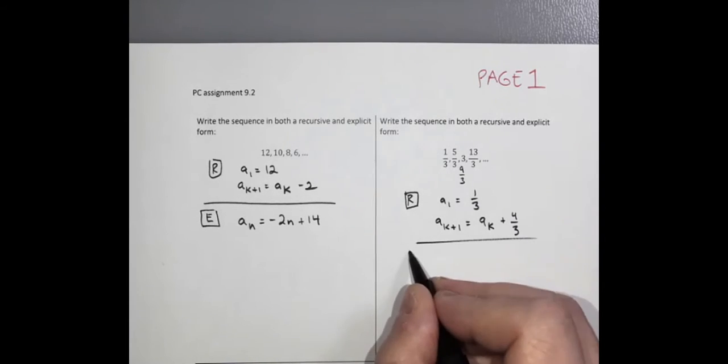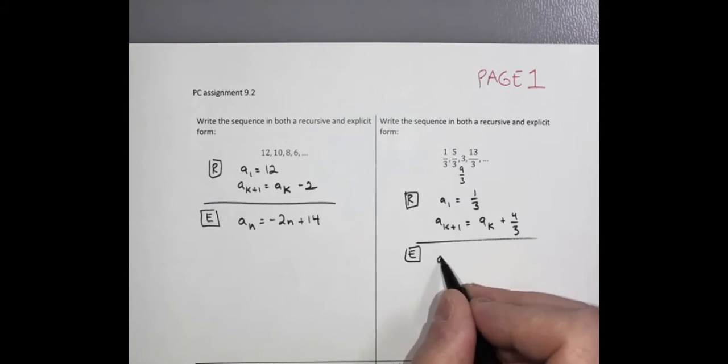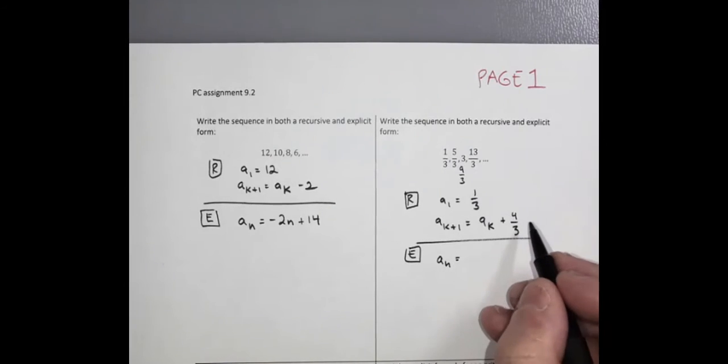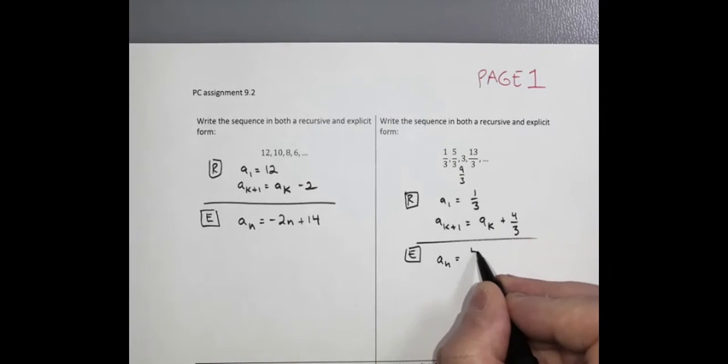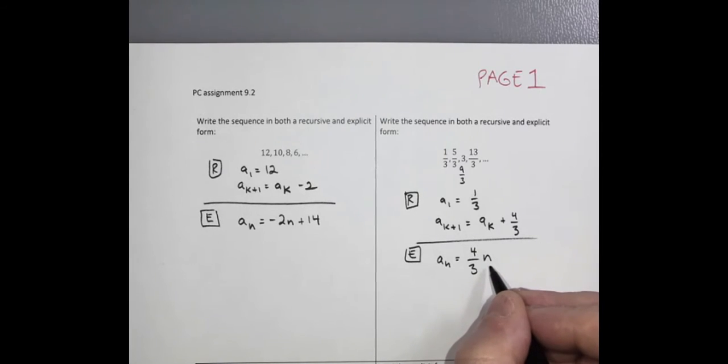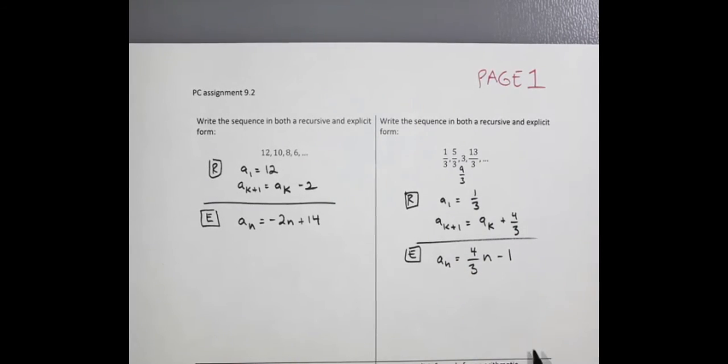For my explicit form, I will notice again that the change, the common difference, is 4/3. So I'll put 4/3 n. And if I did 4/3 n, 4/3 times 1 is 4/3, but I'm supposed to get 1/3. So I'll subtract 3/3 from that, which means 1, and that's going to give me a good explicit form.